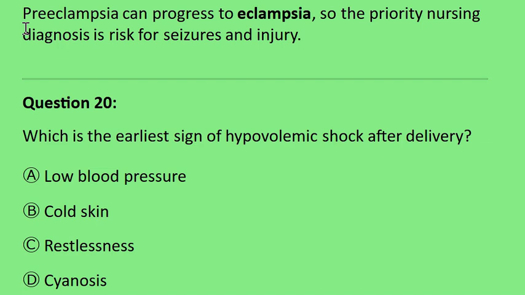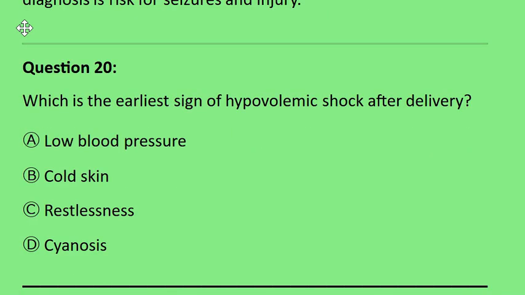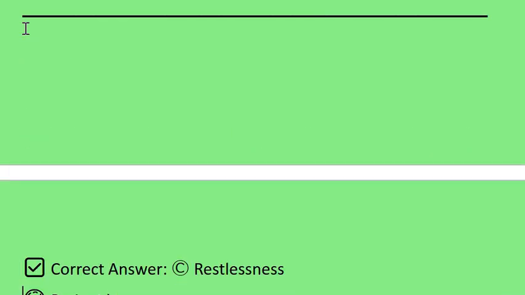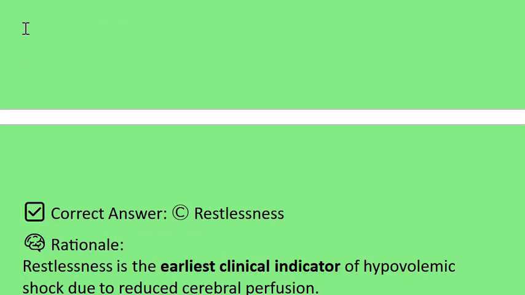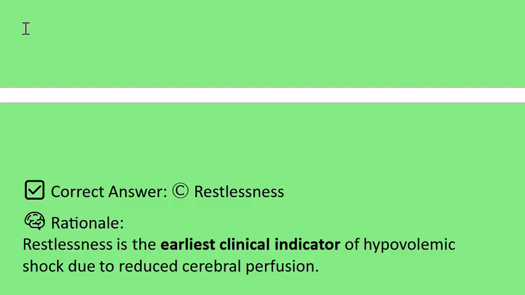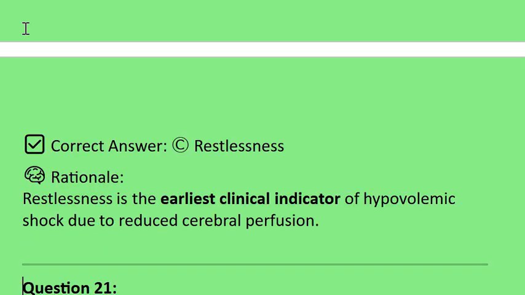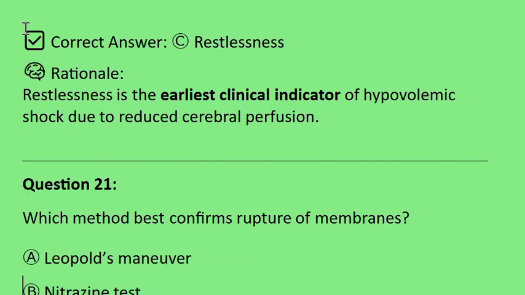If you know the basic idea, so definitely you will be able to answer this question correctly. So for this question, the correct answer is option C, restlessness. The rationale is restlessness is the earliest clinical indicator of hypovolemic shock due to reduced cerebral perfusion.